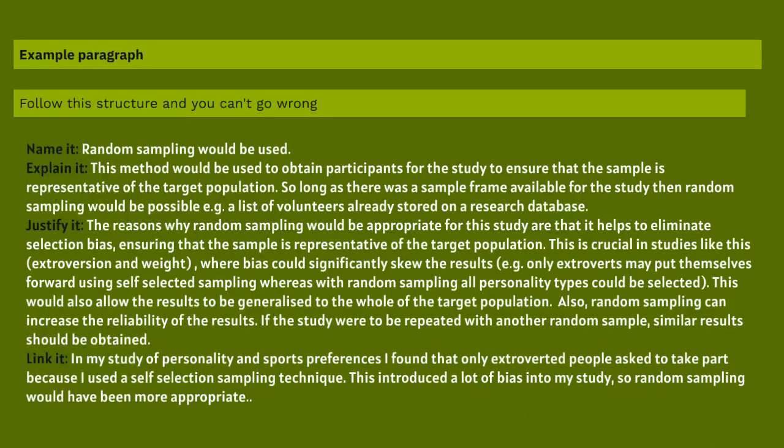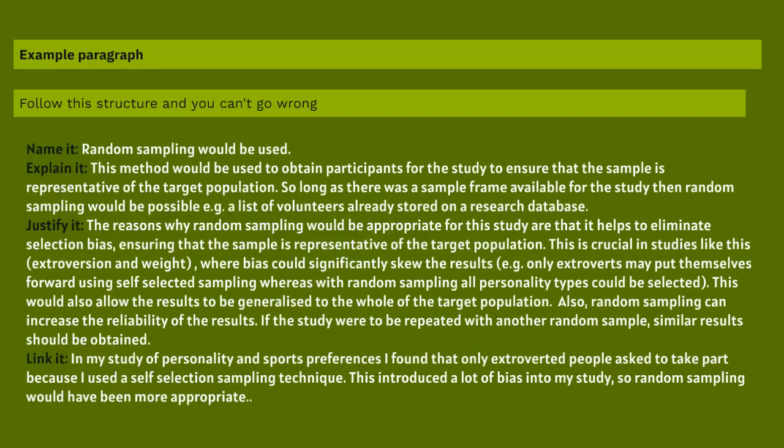So here's an example paragraph. And if you follow the structure, you basically can't go too wrong. So the first thing that you're going to say in that first paragraph is, I'm going to use random sampling. Now, you could have picked self-selected sampling, volunteer sampling, etc. Pretty much any sampling technique will work, so long as you identify what it is.